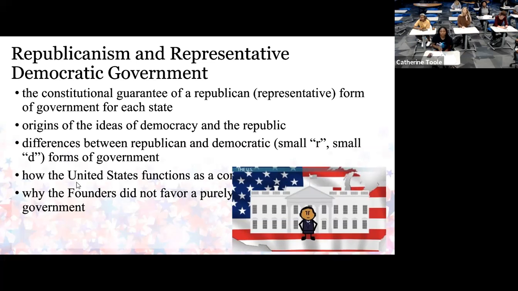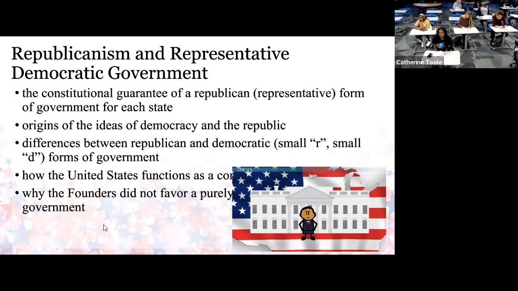And this poor picture got in front of the text. I'm so sorry. It says how the United States functions as a constitutional republic. And here you're going to be looking at the three parts of our government, and you're going to see how they interweave with each other. We're going to be doing the Constitution, and remember, Articles 1, 2, and 3 actually answer that question.